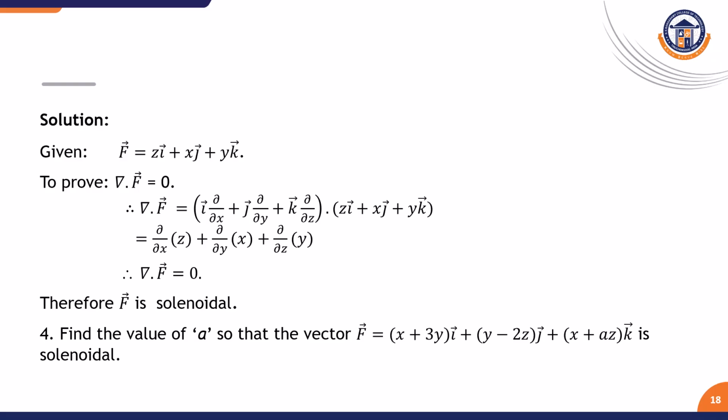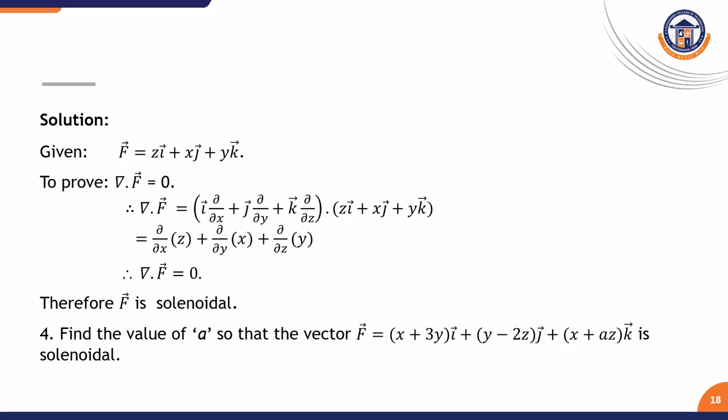So to prove the given vector is solenoidal, that is to prove del dot f vector is 0. To prove this, first we are going to find the divergence of f vector. We apply this formula. Then we automatically get dou by dou x of z, which is 0 because z is a constant when we differentiate partially with respect to x.